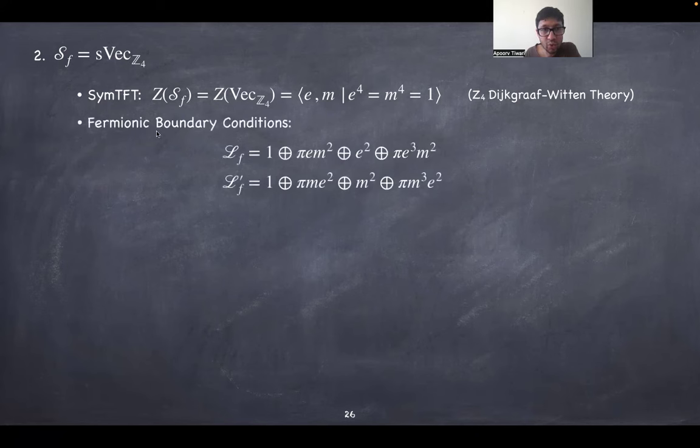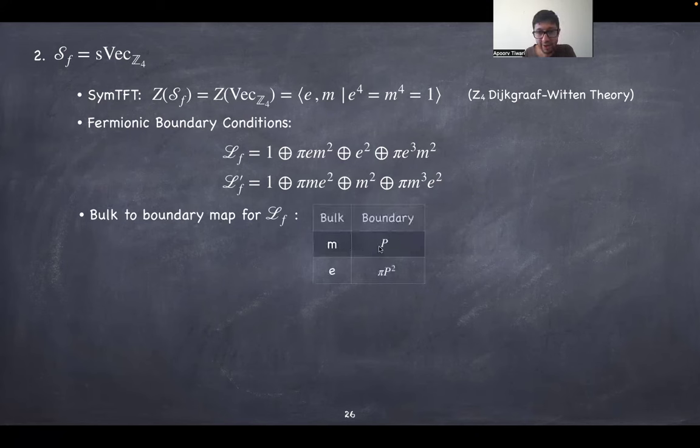And again, now there are 2 fermionic boundary conditions that are related by EM duality of the Z4 Dijkgraaf-Witten theory. I'll restrict to the first one, which is LF, without loss of generality. You can always get the second one by implementing an EM duality. And the bulk to boundary map for LF is as follows. M ends on the boundary as an order 4 line, which is P. And since E ends the same way as pi P squared, pi M squared, using this Lagrangian algebra, E must become pi P squared on the boundary.